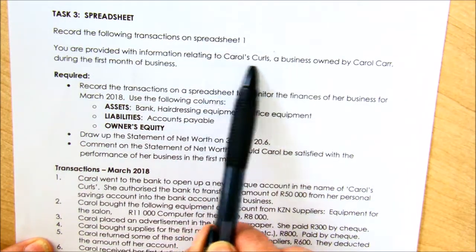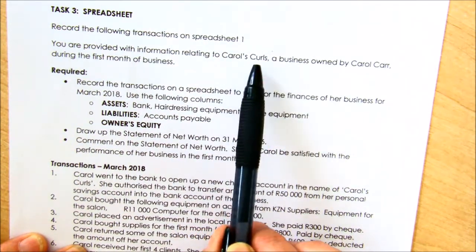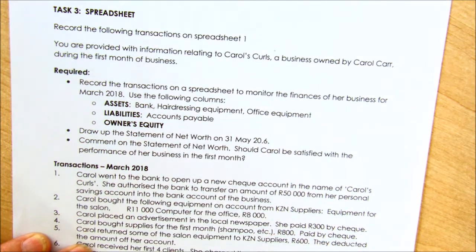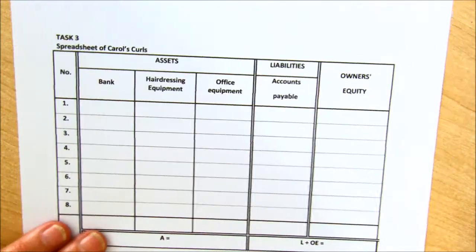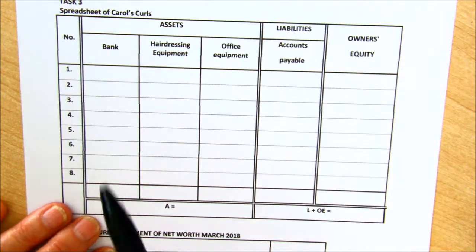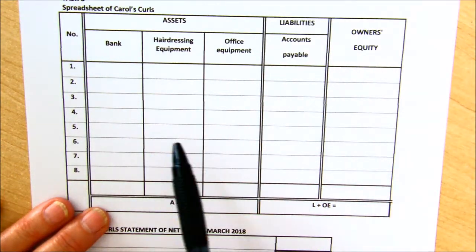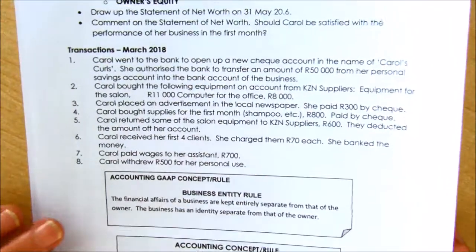And I'm dealing with a business called Carol's Curls. And Carol, being a hairdresser, would be a service business. So this is very applicable to the grade 8s. Now what we're going to do is keep it in the means of a spreadsheet. Now you should be familiar with spreadsheets. This is just Excel spreadsheets and how we need to record it. So let's start with the beginning.